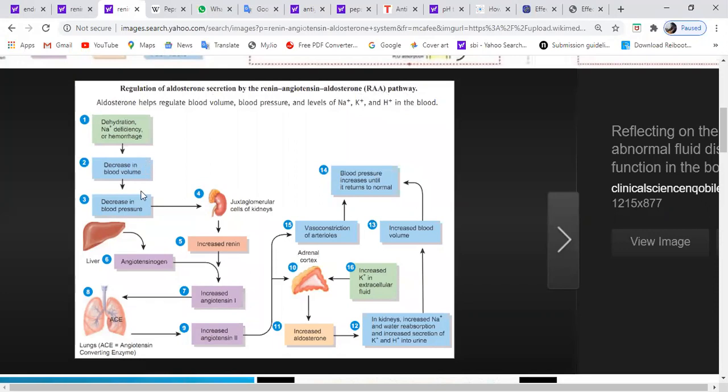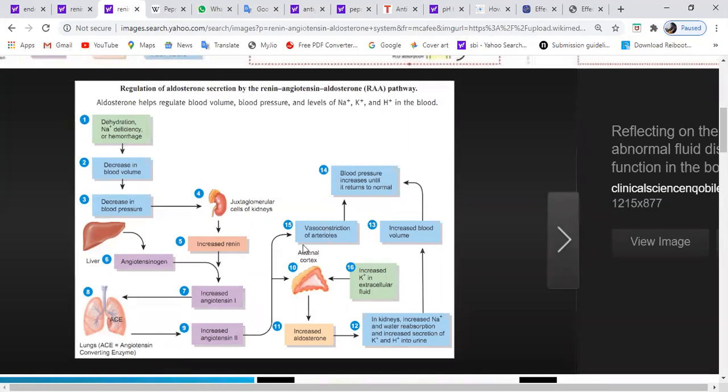So there is a decrease in blood volume, and so a decrease in blood pressure also. Finally, it will stimulate your kidney. These are the juxtamedullary cells of the kidneys, which produce the renin hormone. Once renin is produced, it acts on angiotensinogen, which comes from the liver and is converted into angiotensin 1 and then angiotensin 2 with the help of an enzyme coming from the lungs. This is called ACE, angiotensin converting enzyme. It will convert angiotensin 1 into angiotensin 2.